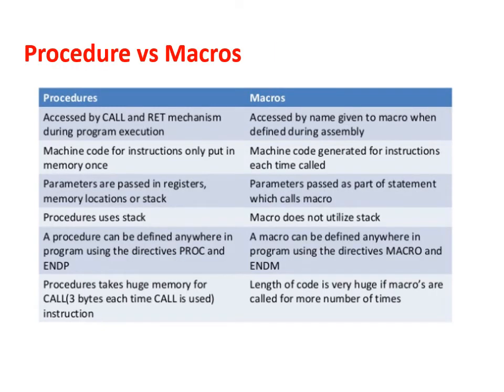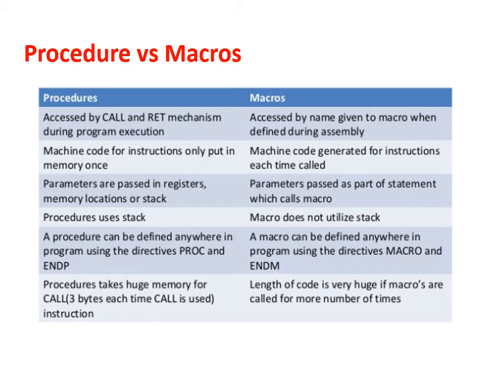These are some of the differences identified between procedures and macros. Procedures are accessed by the call and RET mechanism during program execution, whereas macros are accessed by the name given to the macro when defined during assembly. Machine code for instructions is only put in memory once. Machine code is generated for instructions each time a macro is called.